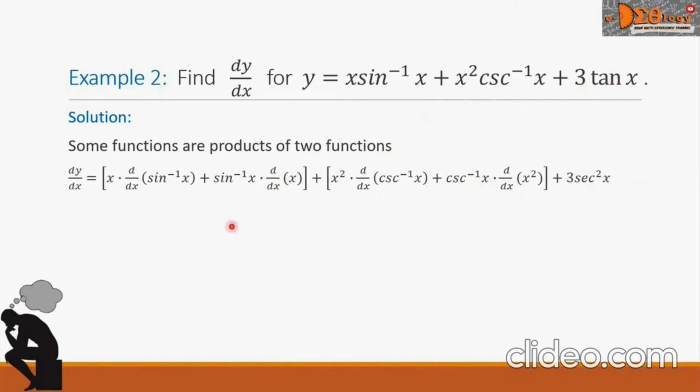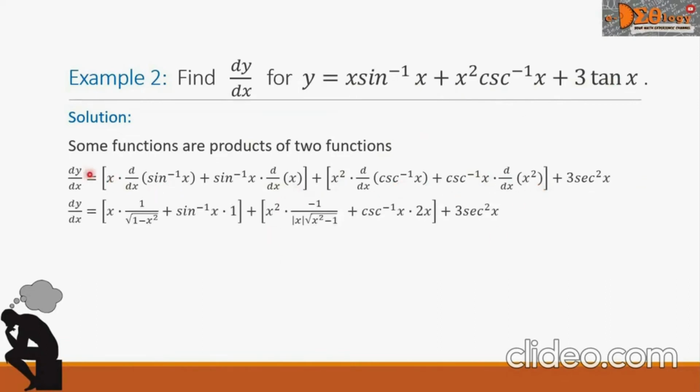Let us simplify this line by taking the derivatives respectively. So we have the derivative of sine inverse x is here, that is equal to 1 all over the square root of the quantity 1 minus x squared. The derivative of x is 1. The derivative of cosecant inverse x is negative 1 all over absolute value of x times the square root of the quantity x squared minus 1. The derivative of x squared is 2x.